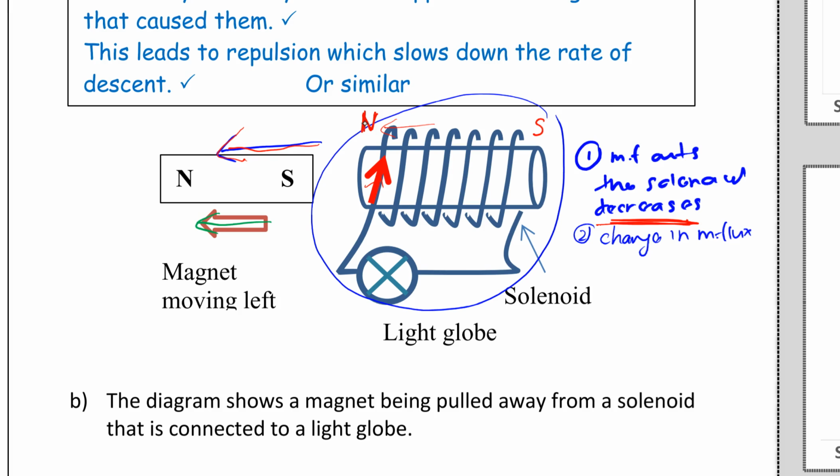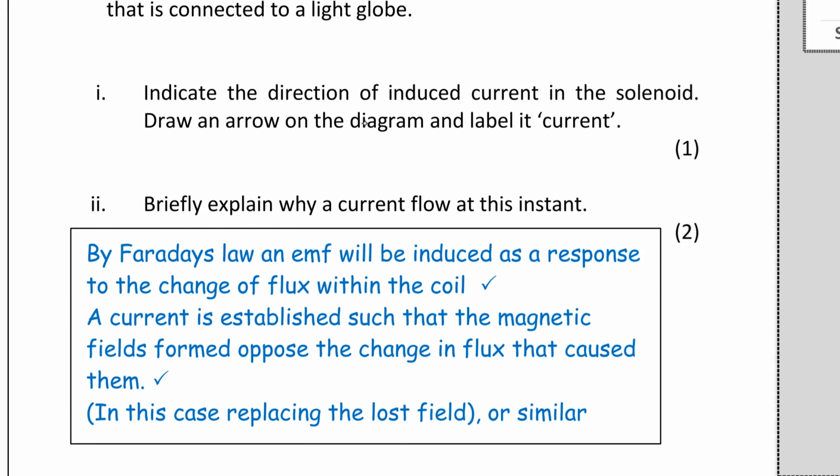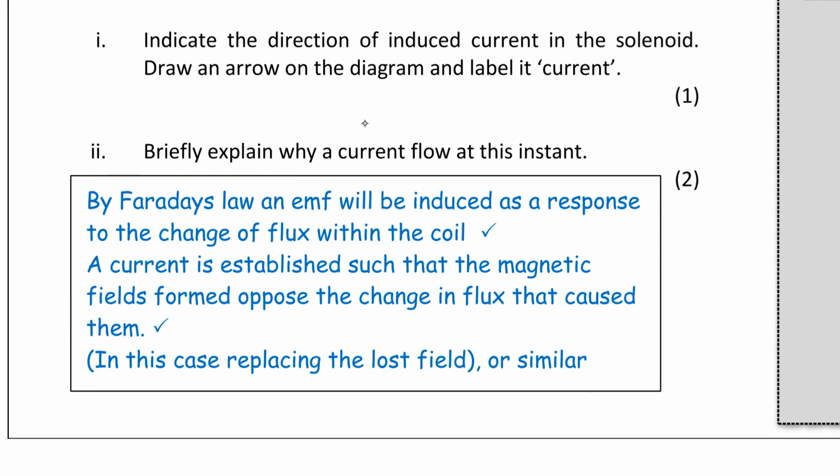Okay, next one. Briefly explain why a current flows at this instant. So the exact definition: firstly, as the magnet is moved away from the coil, there's a change in magnetic flux. According to Faraday's law, EMF is induced due to the change in magnetic flux. The current induced in the coil has its own magnetic flux, or magnetic field, which opposes the change that is causing it. Therefore, a current flows as shown in the diagram.